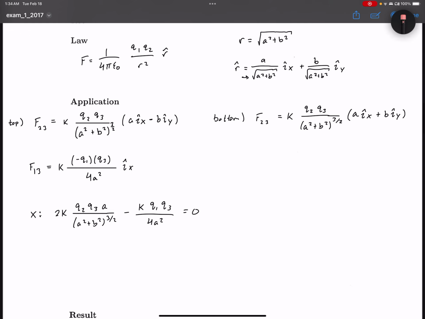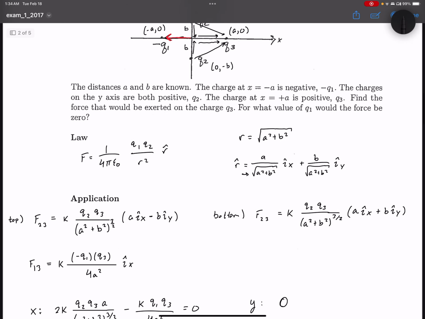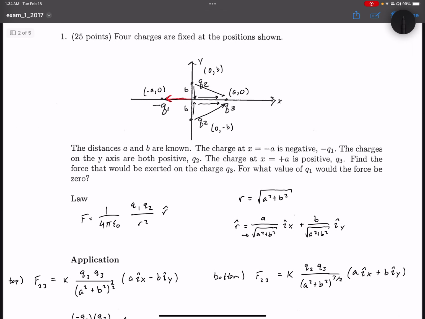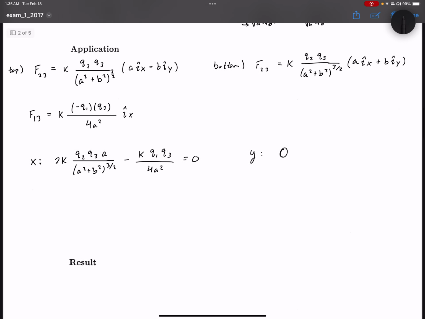And then we have y in the y direction. But if you can tell already, this was just 0. There is no y direction of the force. The reason for that is because of symmetry between q2 and q2. Because they both have components pointing in the same direction exactly at each other, they're going to cancel. And q1 doesn't have a y component that is acting on q3. So we don't really care about y, which is good. So we just need to use this equation to solve for q1, right?